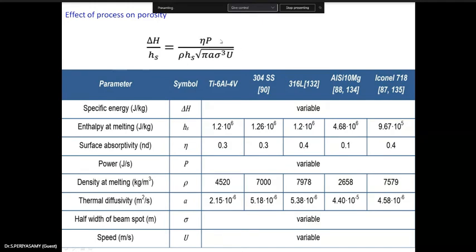So here are the results of this particular case, taken from SEM images. The scan speed is shown here.